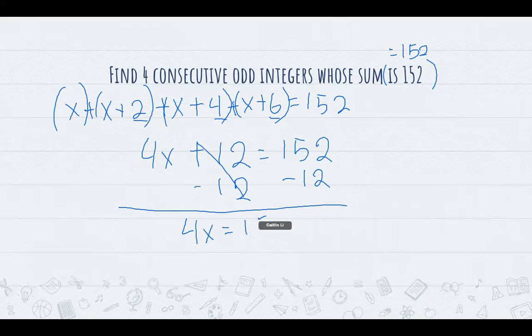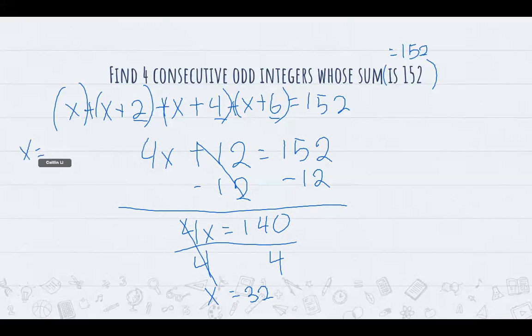Now we have to get x alone, so we divide by 4 on both sides. And now x will equal 32, which means our x is, no, not 32, it should be 35, sorry. 35, x is equal to 35, and let's just write out these parts.